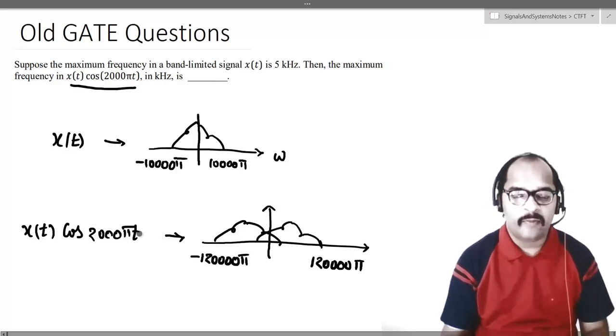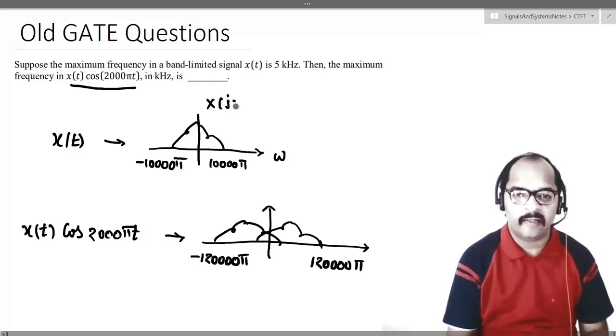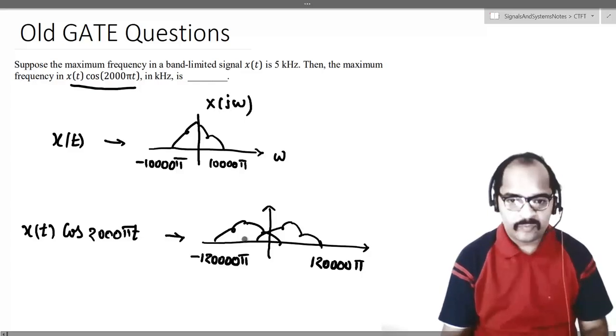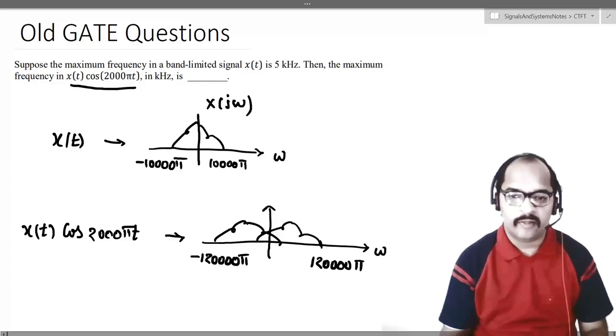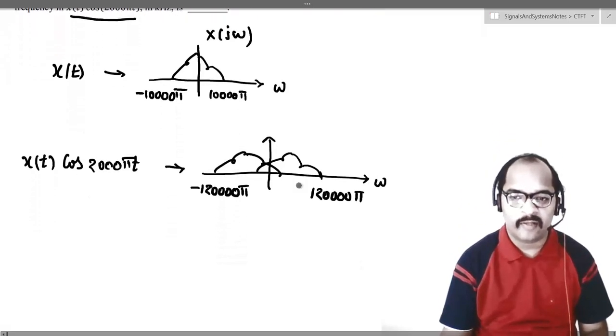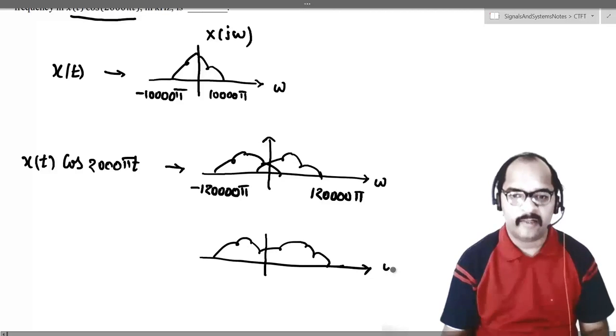So this would be the Fourier transform of x of t cos 2000 pi t, and let's say this is X of j omega. The Fourier transform should shift to the right and left by 2000 pi. So how does the overall plot look? We have to add these two. The overall plot will have some shape, something like this, of the Fourier transform. This should be minus 12,000 pi and this will be 12,000 pi.